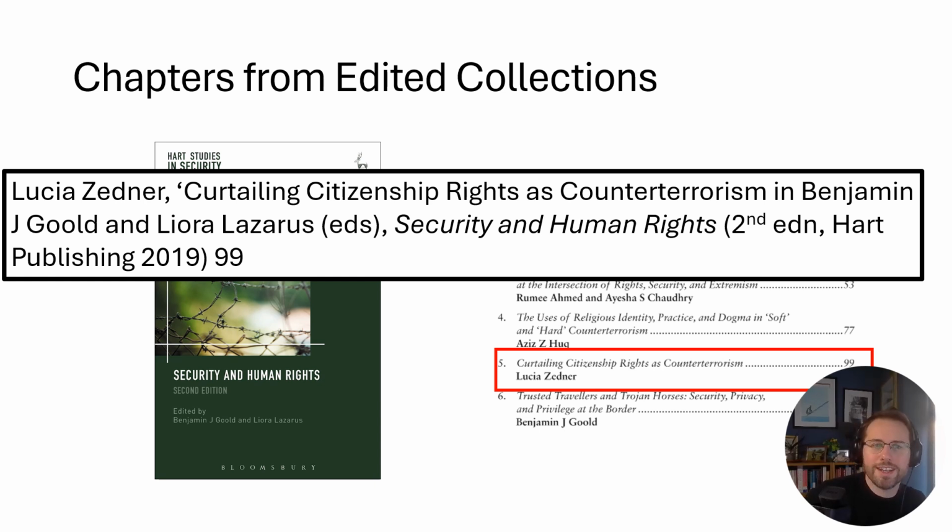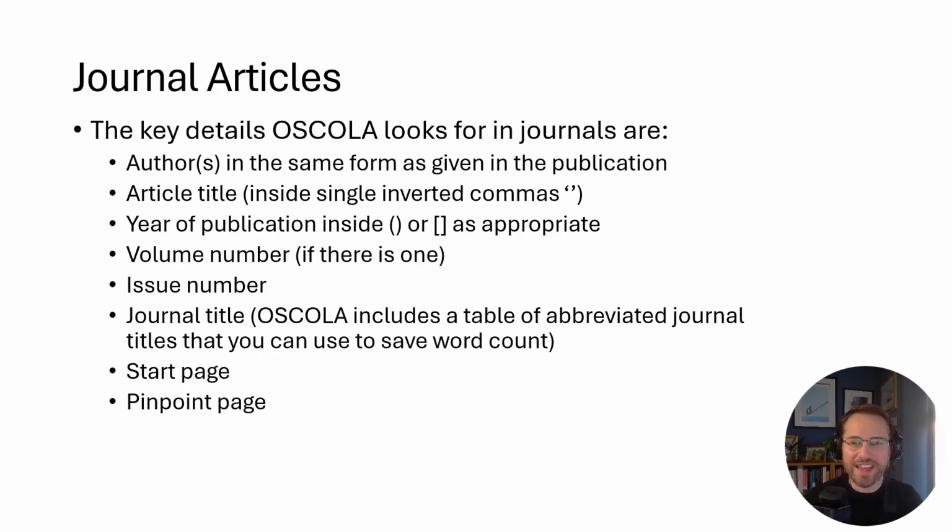I've just noticed that I've forgotten to close the single inverted commas around Curtailing Citizenship Rights as Counterterrorism. So we all get it wrong sometimes. I've missed that one, and I probably should go back and fix that. And if I were doing my proofreading correctly, I would have flagged that up. So there you go, we're all human. But hopefully you can see that's the kind of information that we're looking for.